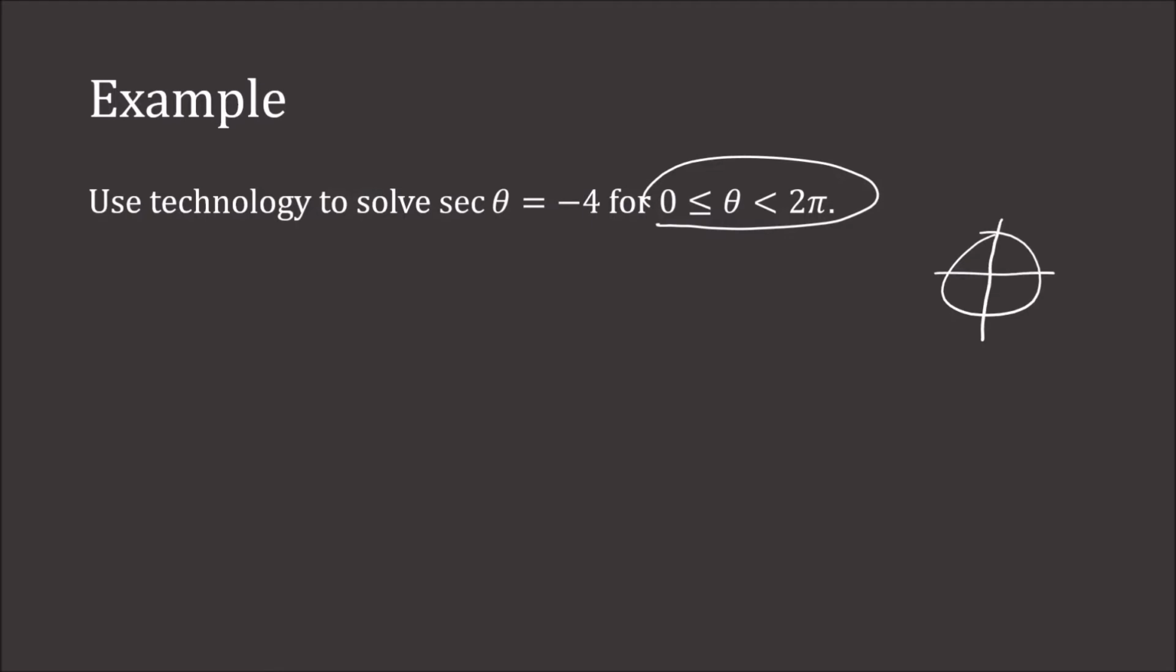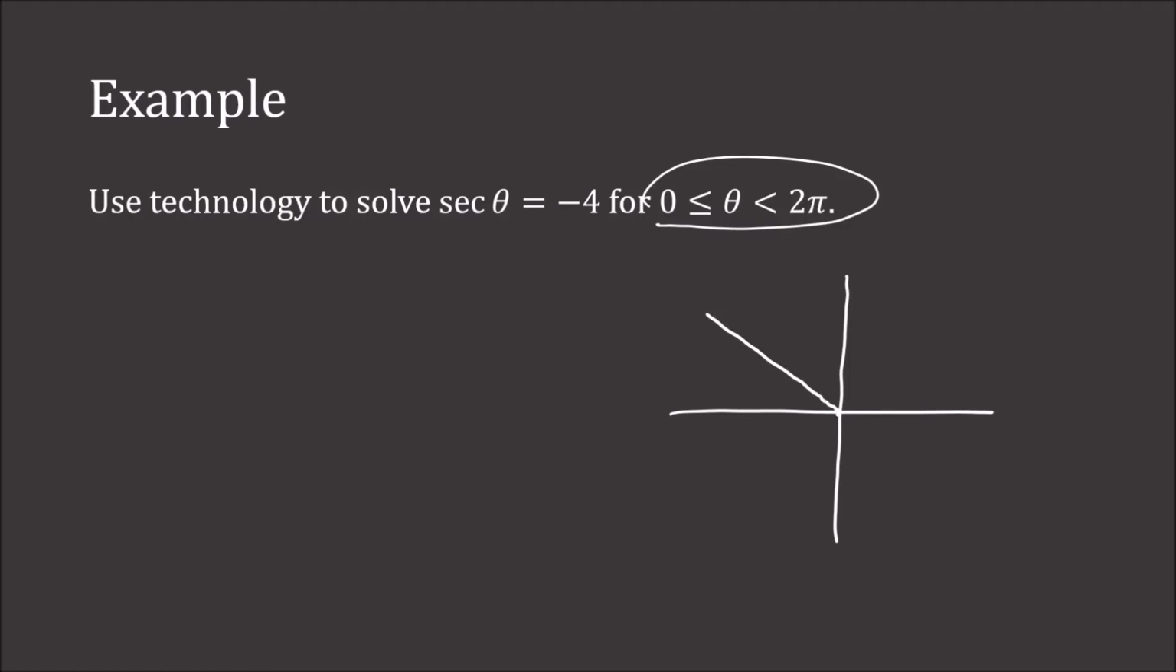Now where is secant negative? Secant will be negative in either quadrant 2 or quadrant 3. Now before we go ahead and use technology to find the arcsecant, we were going to do a little bit of analysis. In this case, I'm just going to draw out a coordinate system. Where is secant negative? Secant's going to be negative in quadrant 2 and quadrant 3. So we have these two angles.